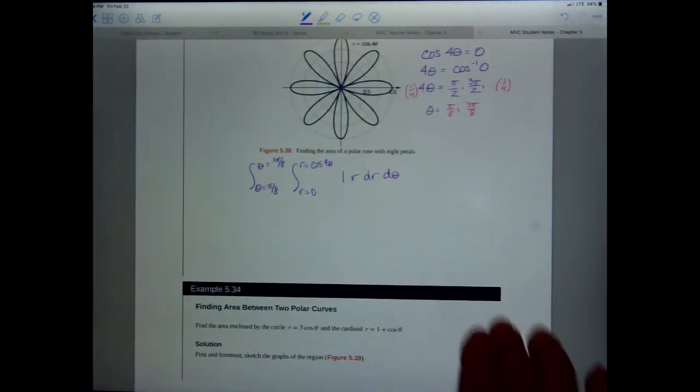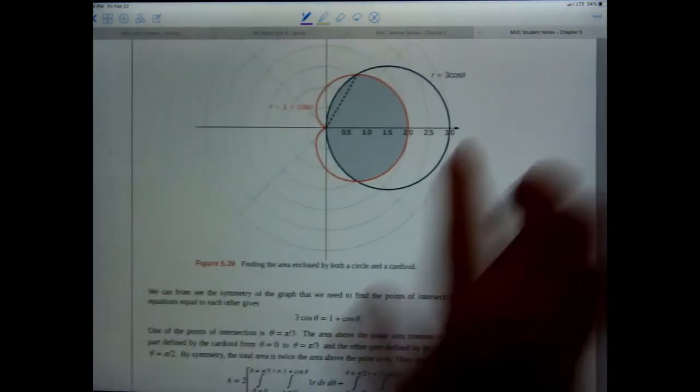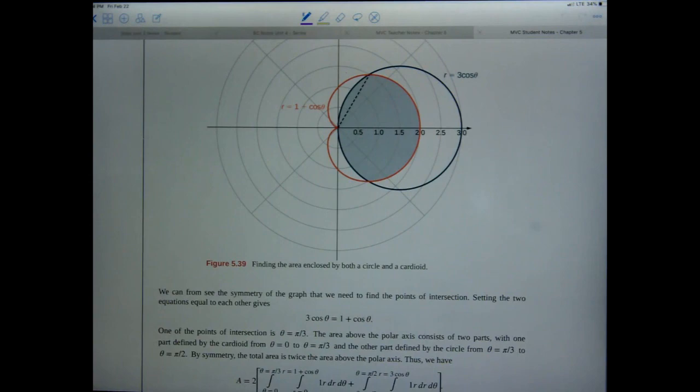Remember doing these last year? Finding the area between two curves? Yuck. Remember I told you it was like the sprinkler? I went to Clemson and somebody said, this is like a sprinkler. I went, oh my gosh, that's brilliant.